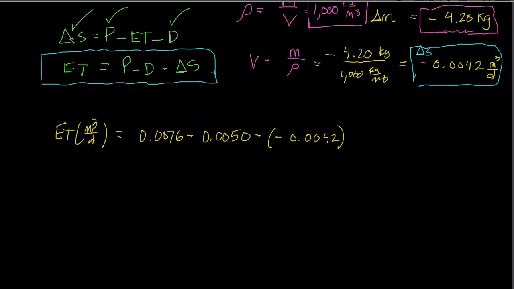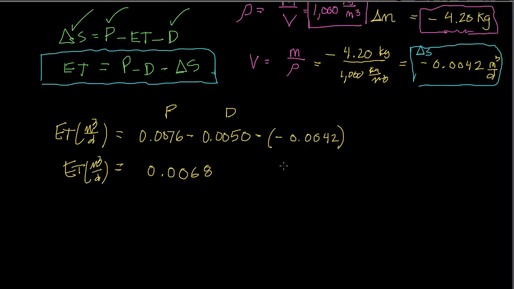So this is my precipitation. There's my drainage. And now remember, the equation says it's minus the change in storage, but the change in storage is negative. I just wanted to make that clear, so I put it in parentheses. And if I carry out that operation, I get that the ET in cubic meters per day will equal 0.0068. There we go. So there's the first part of my answer.